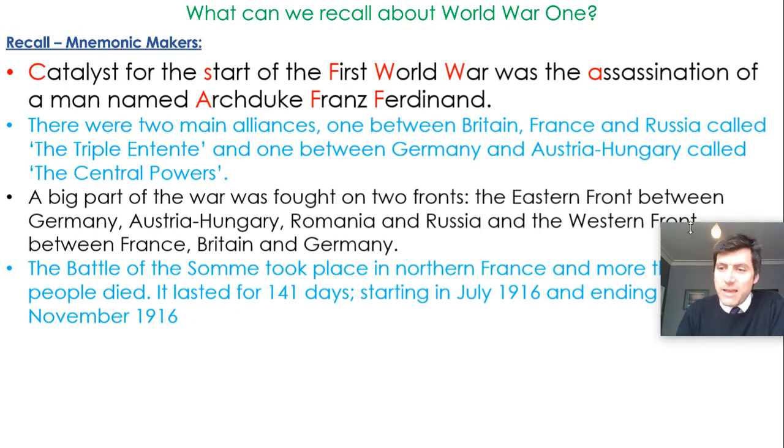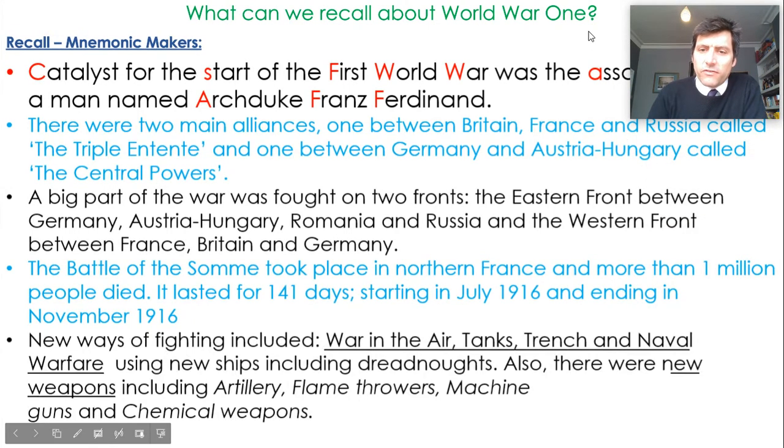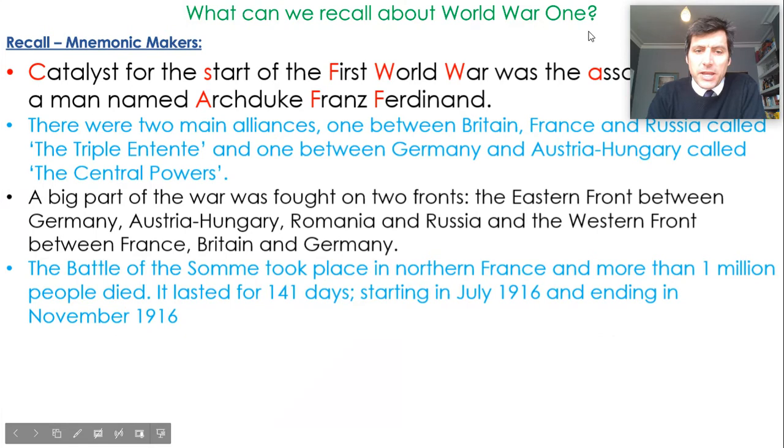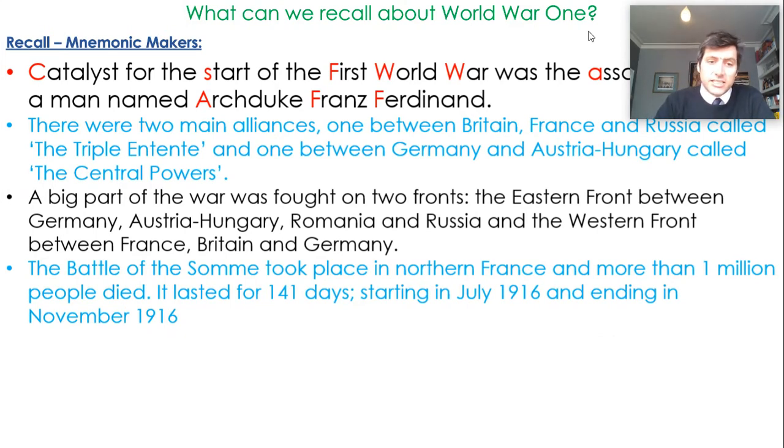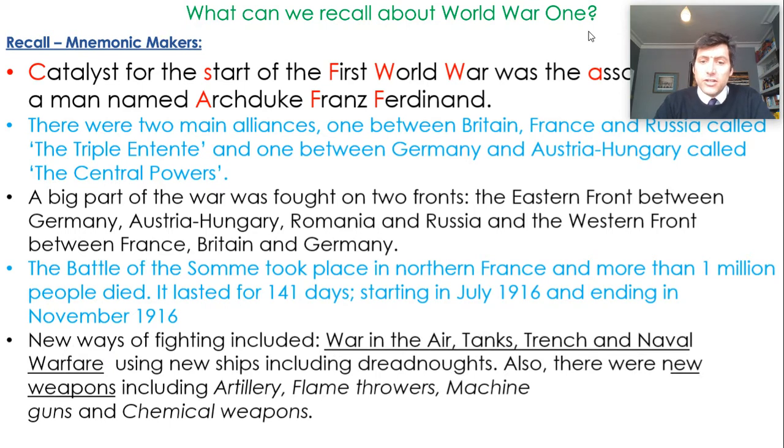Battle of the Somme, a key battle, one that we've looked at. In northern France, more than 1 million people died. It lasted 141 days, from July, ending in November 1916. And then new ways of fighting: war in the air, tanks, trench and naval warfare, ships such as dreadnoughts, new weapons, artillery, flamethrowers, machine guns, chemical weapons. Lots of letters to highlight, and then try and think of a mnemonic.